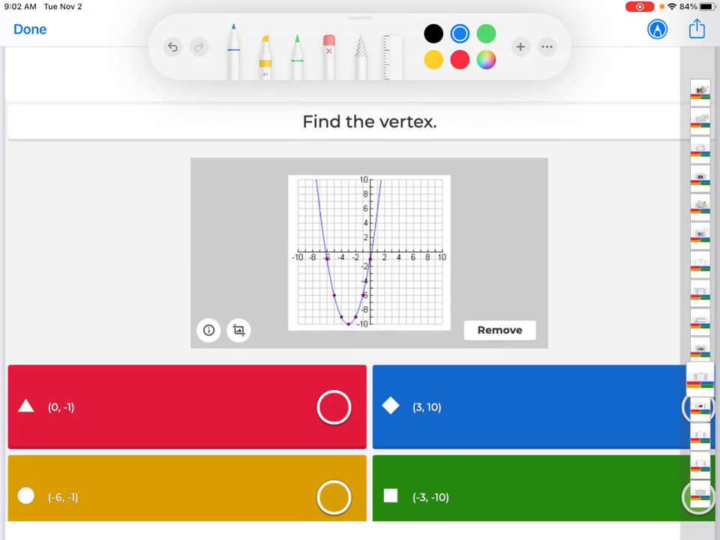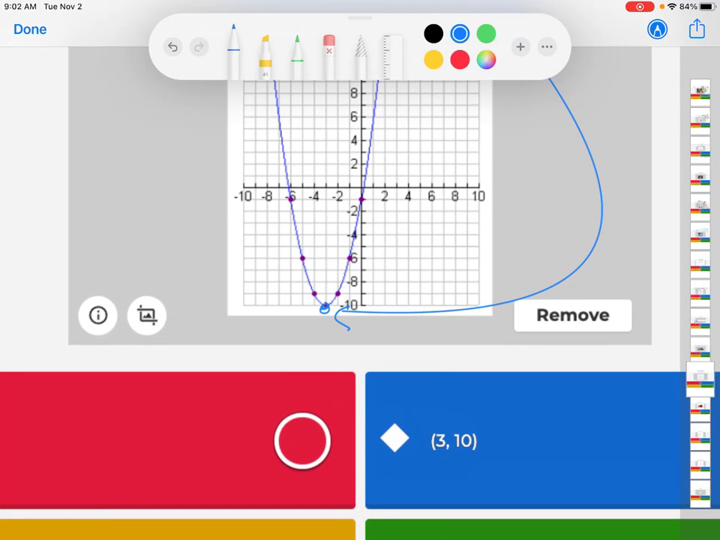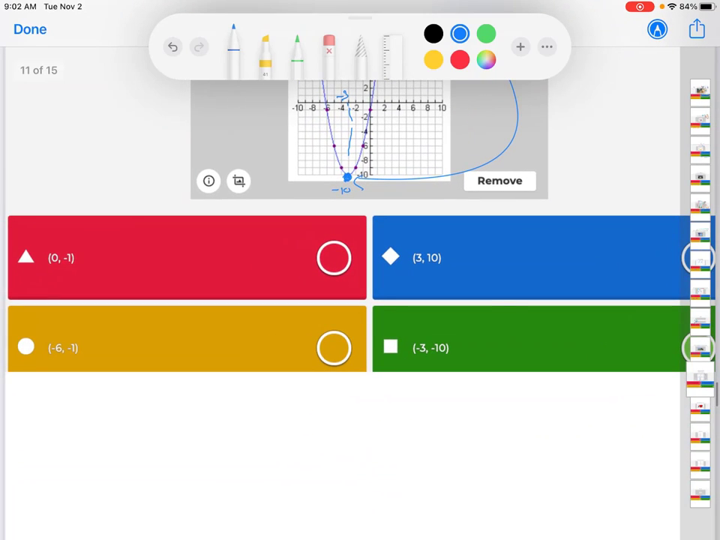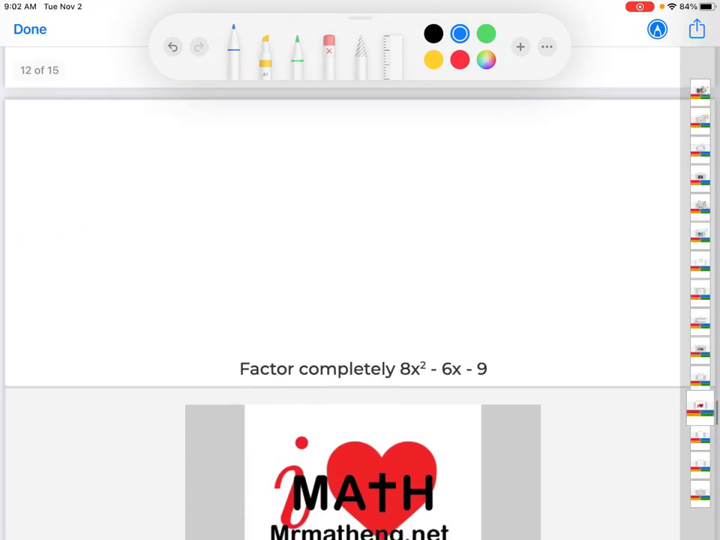Okay, this one says find the vertex. So the vertex is going to be right here, this point. So that would be -3. Go left -3, then down -10. So -3 comma -10, which would be the green one.